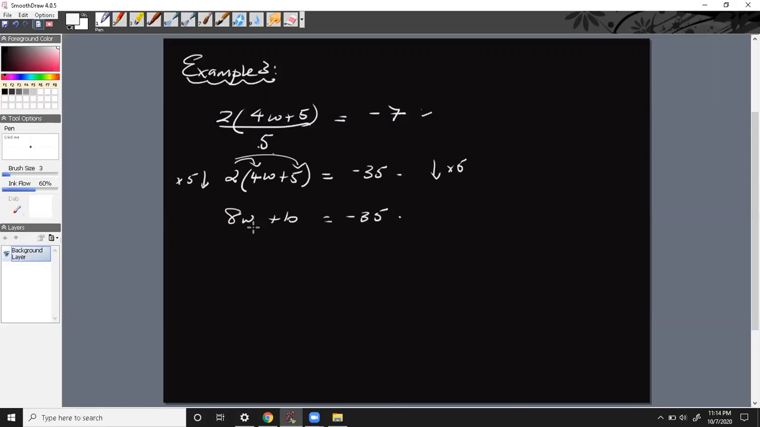So I'm going to go backwards. So the next step is to take away the 10 from both sides. So 8w is minus 35, minus 10 is minus 45. And then finally, we have to divide by 8. So w is minus 45 over 8. Now, we could write that as a mixed number. We could write it as a decimal. It doesn't really matter how we write it, as long as the answer is actually correct. So we're going to check it.